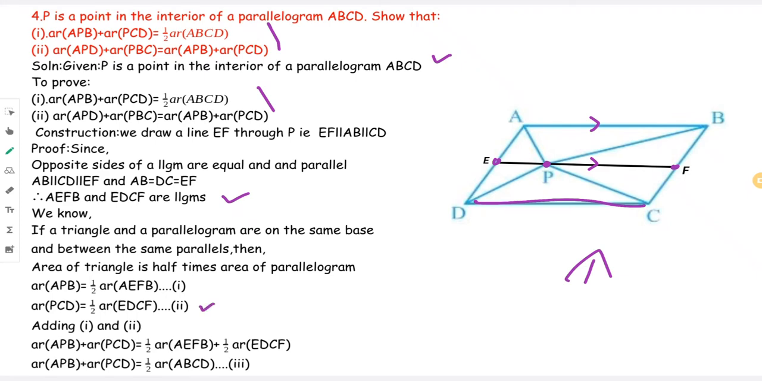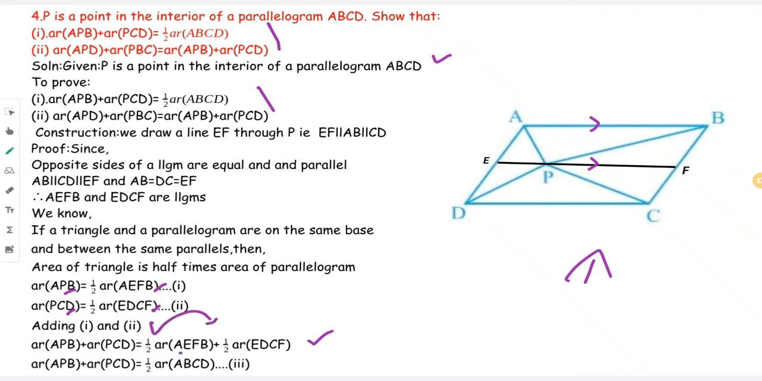Clear? Now we add equation 1 and 2, like our previous question that we did, right? Left hand side will add together, right hand side will add together. So area of APB plus area of PCD equals half times the area of AEFB plus half times the area of EDCF. So once again we'll be taking half common here.